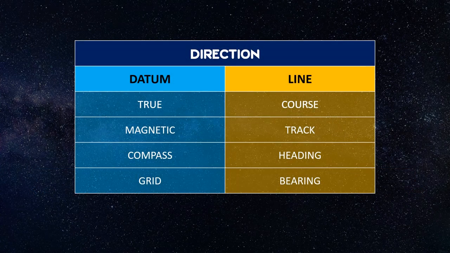In navigation, a meaningful direction needs both of these components. For example, true course, true track, magnetic track, compass heading, and so on.